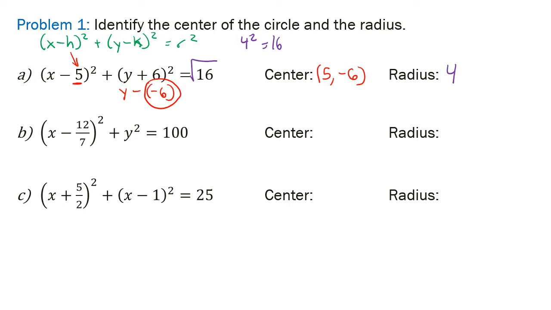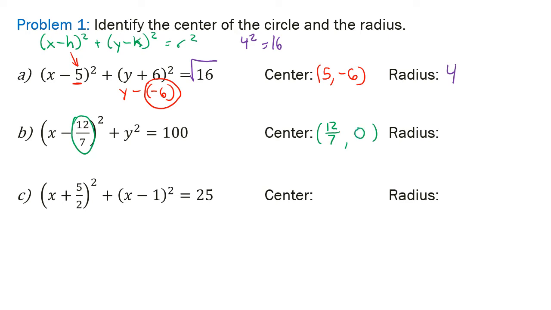So if we look at part B, we have (x minus 12 over 7) squared plus y squared equals 100. Once again, just following the equation of a circle, our h is going to be 12 over 7. Since in the equation it's x minus 12 over 7, it's just going to be positive 12 over 7. Now for the y, you'll see y squared, and there's no parentheses, nothing going on there. So in reality, the y is 0.